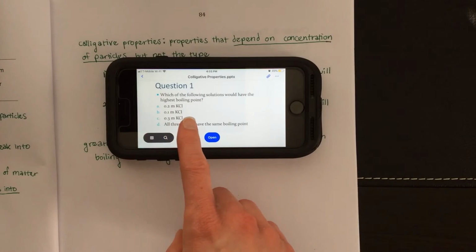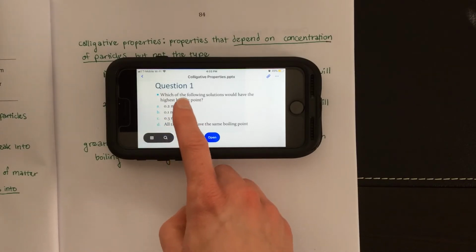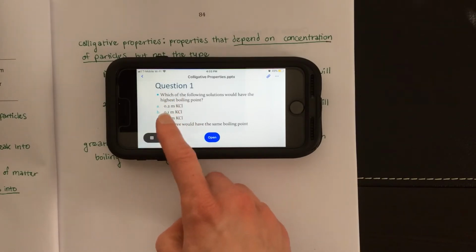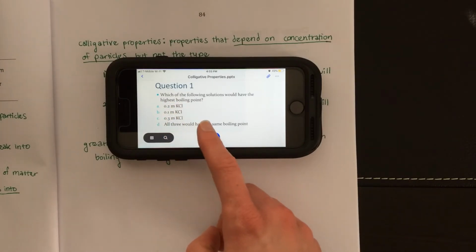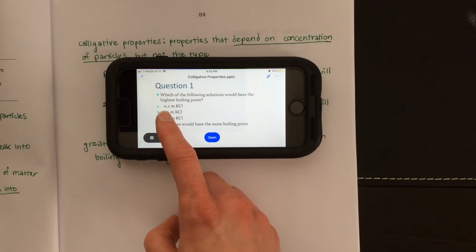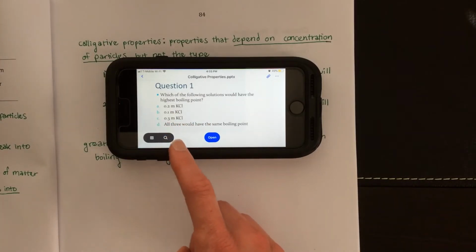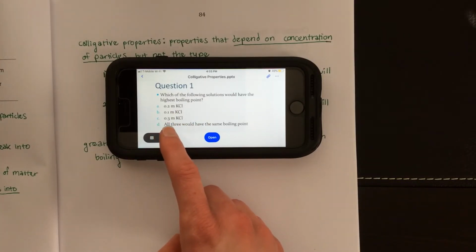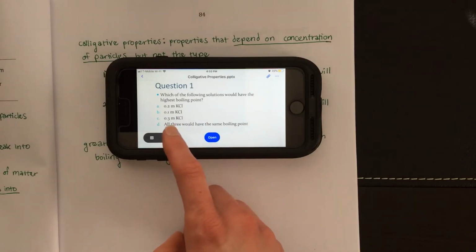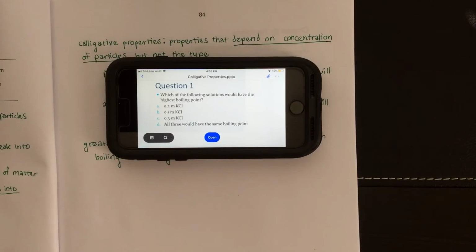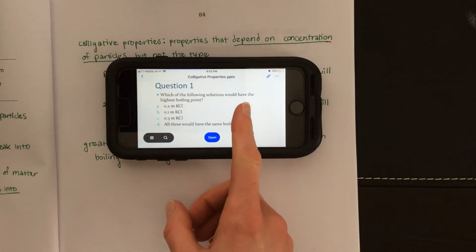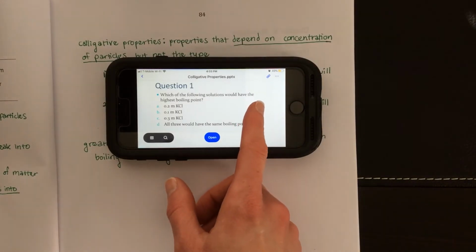So we have 0.2, 0.1, and 0.3, and they're all the same solute. These are all an ionic compound. They're all going to break into two particles. So we're looking for the one with the highest concentration, because the highest concentration is going to give me the highest boiling point. So the answer to this one would be C. It's going to have the highest boiling point because it's got the highest concentration.